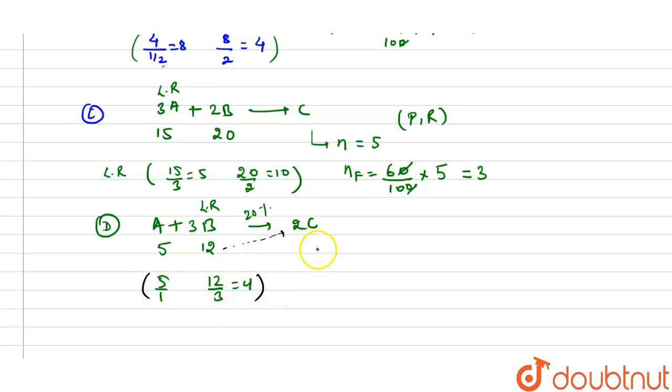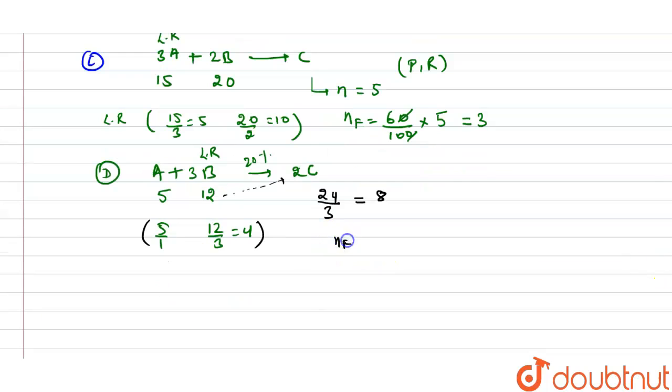Now 12 into 4 is 48, and 14 by 3... So that is equal to, we will divide by this value, 8. Now we have to find the final moles. So that is 20% of this value, 20% of 8. So this will get cancelled out, so 8 twos are 16, 16 by 10 is 1.6.